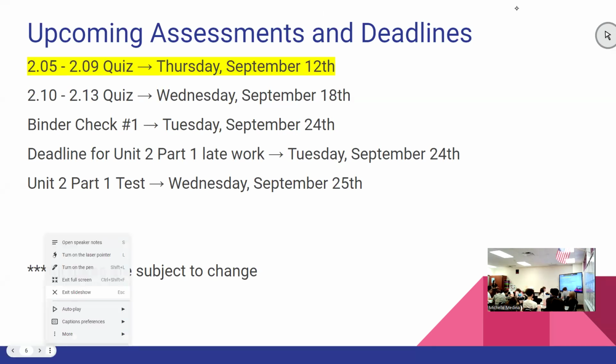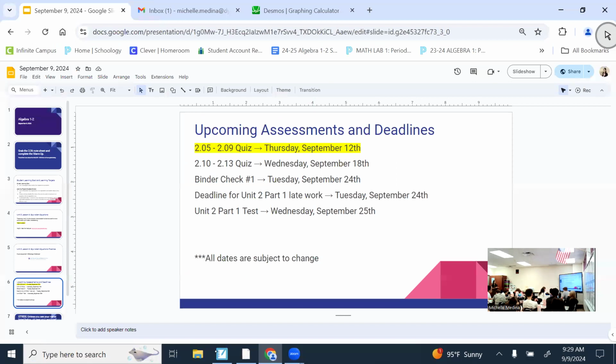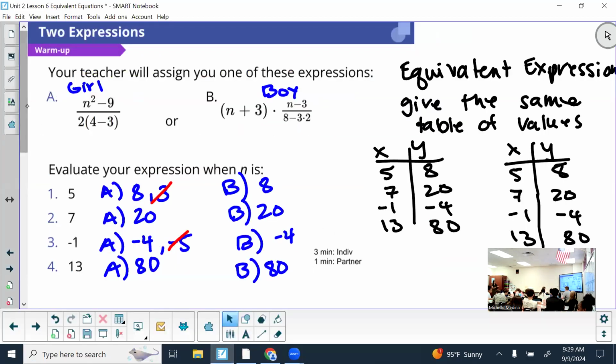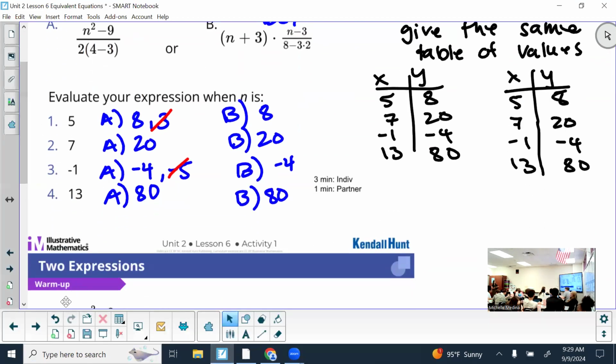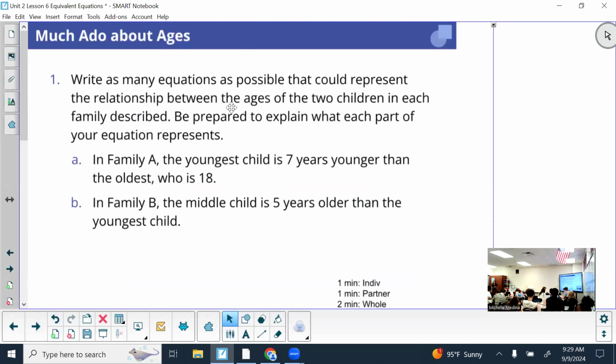Okay, so back to the activities. And I can't stress this enough. I feel like people see words and they just want to skip them. But it's a word problem. It's actually really not that hard, I promise. Give it your best shot. You're gonna write as many equations as possible that could represent the relationship between the ages of two children in each family as described. Be prepared to explain what each part of your equation represents.